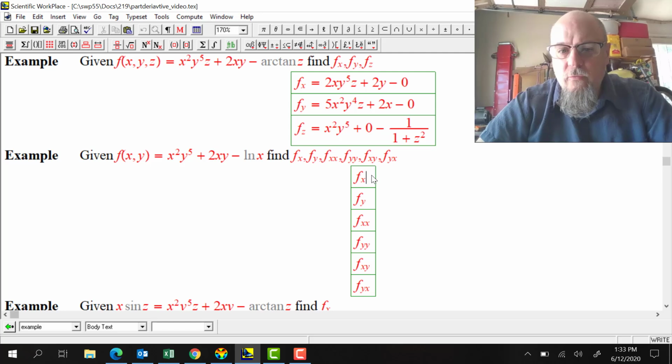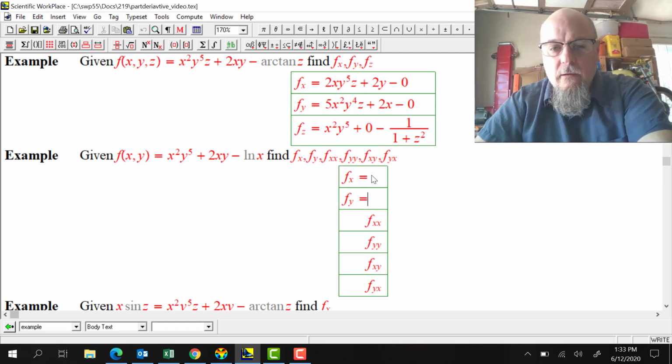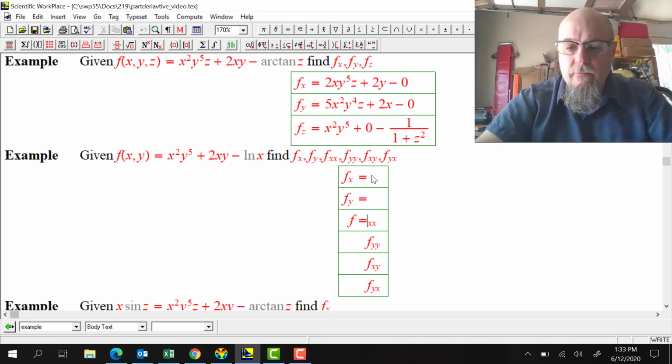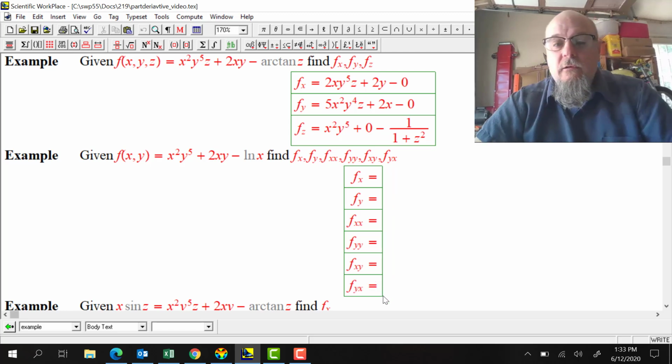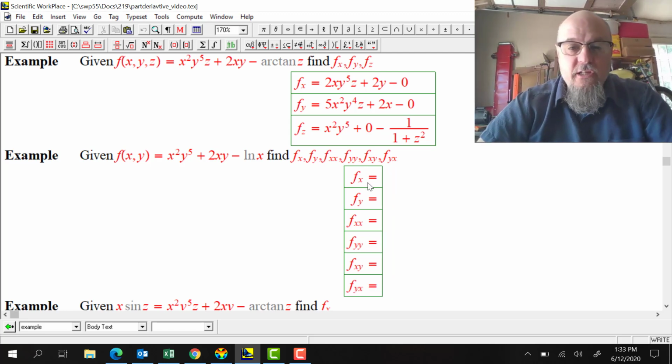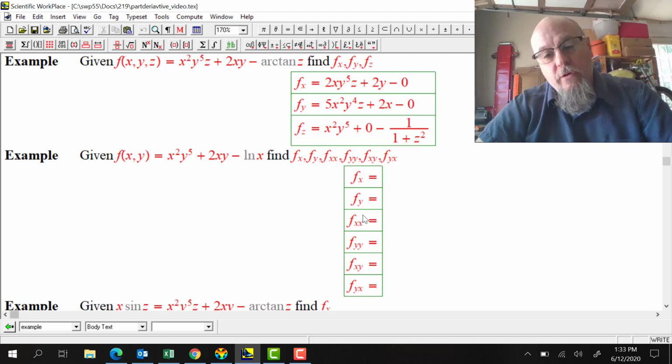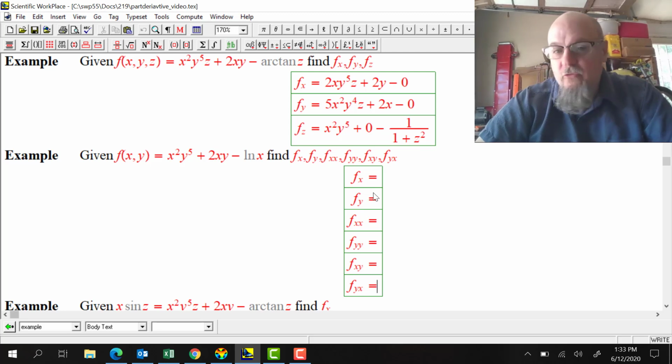So I need all these derivatives. So I'm getting ready here. So this is a function of x and y. So it has two first order partials. You can either differentiate with respect to x or differentiate with respect to y. Those are my two choices.